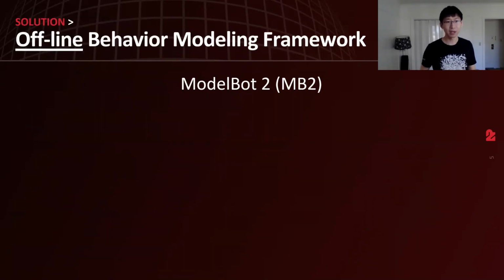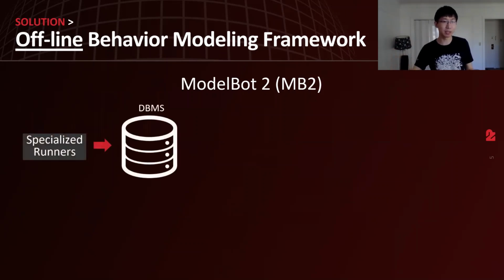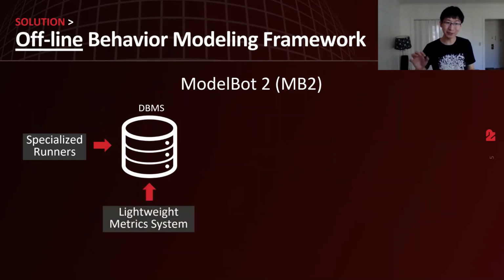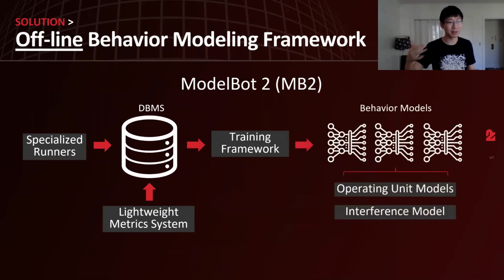To address those challenges, we present an offline framework that generates behavior models for self-driving databases called MB2. MB2 first uses a set of specialized runners to fully exercise each database component to generate sufficient training data. We wrote those runners with customized SQL queries on synthetic datasets. The runners use a lightweight metric system to collect the data and then send it to a training framework to train two types of behavior models, namely a set of operating unit models to capture various database components and another interference model to estimate the impact of concurrent operations.